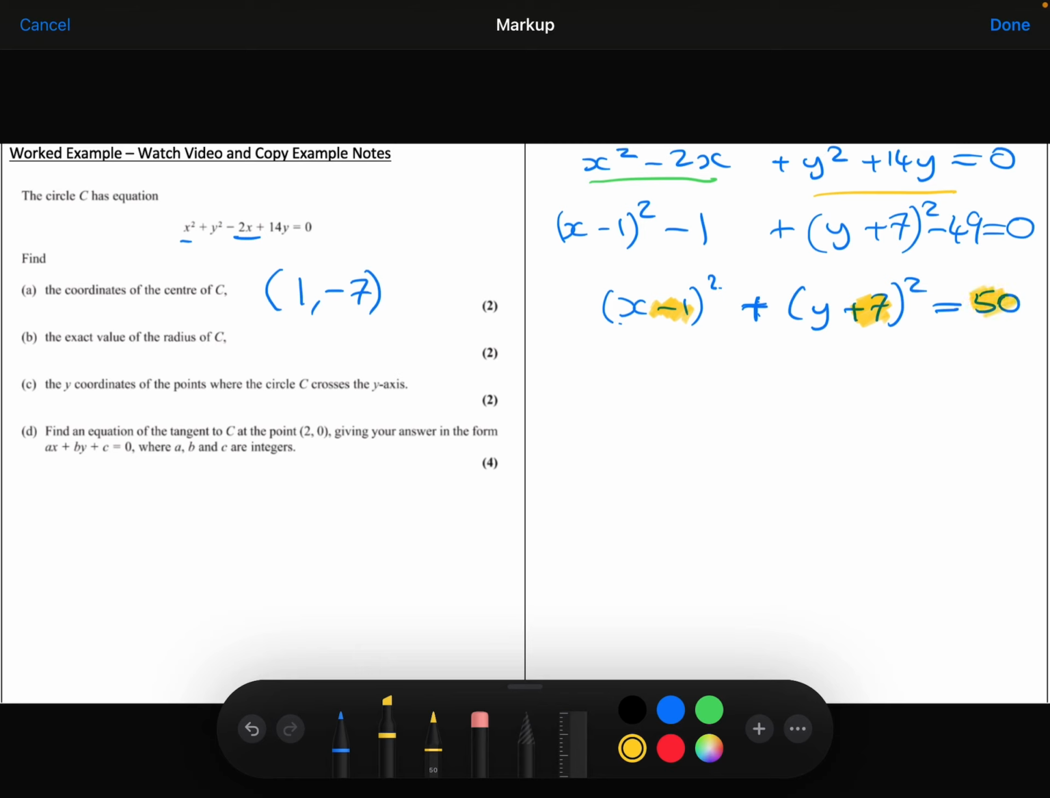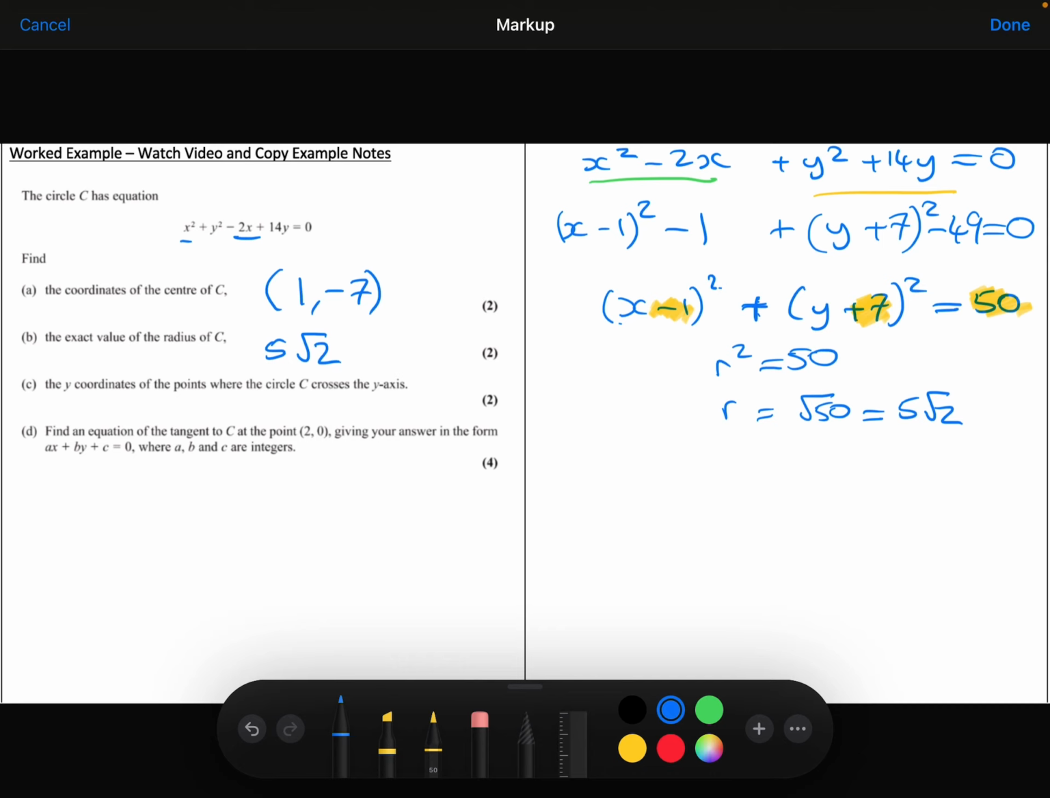The 50 over here, that's my r squared. The radius squared is equal to 50. So the radius would be the square root of 50, which is the same thing as 5 root 2. And so that's my answer to part B.